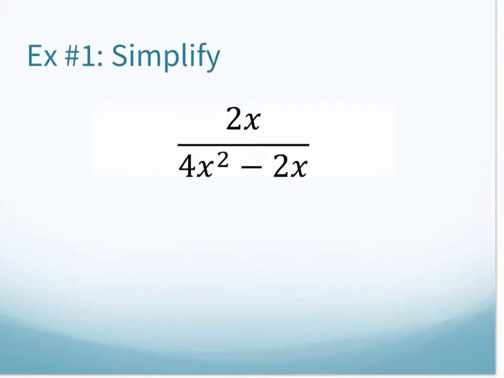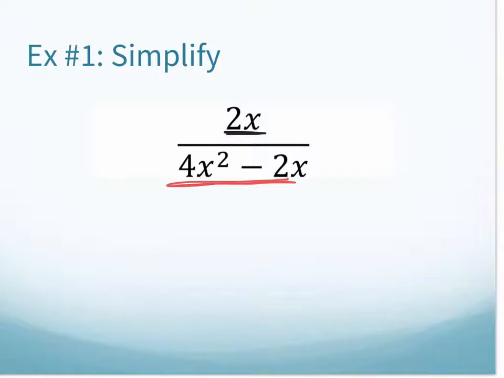So let's look at example 1. Example 1 says we want to simplify 2x over 4x squared minus 2x. Our first step was to factor. So we're going to factor the numerator, which is 2x, but there's nothing to factor there. That's only one term, so there's no factoring to be done.